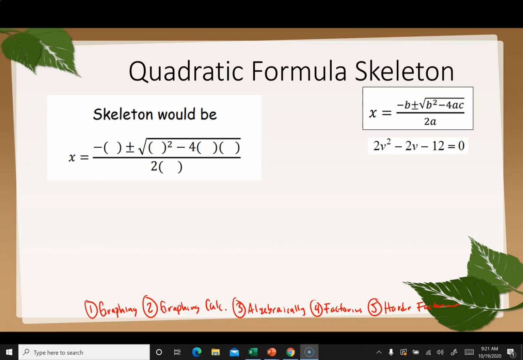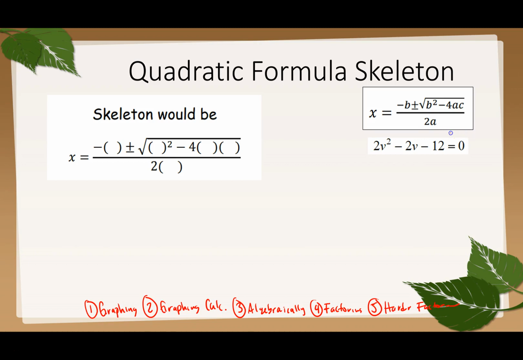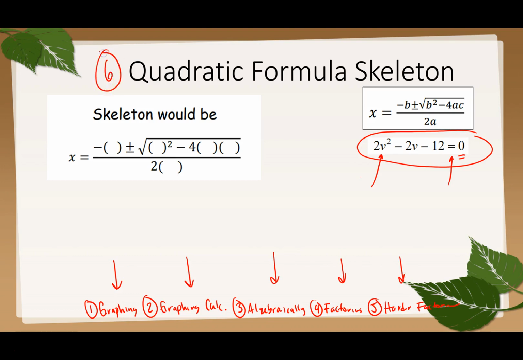Before we talk about the quadratic formula, I want to quickly review the 5 ways that we've already learned how to solve a quadratic equation. As a reminder, a quadratic equation looks something like this, where you have a quadratic in it and an equal sign, and we always set it equal to 0. So you've got the graphing method, graphing calculator method, algebraically, factoring, and harder factoring. So we've got 5 methods, and this quadratic formula is going to be our 6th method.